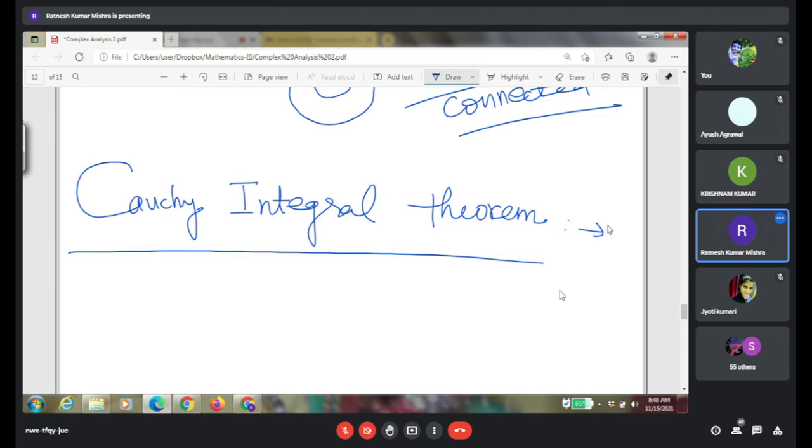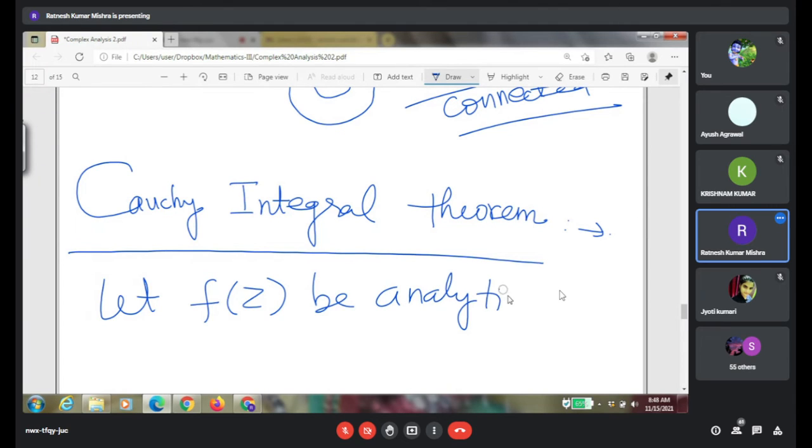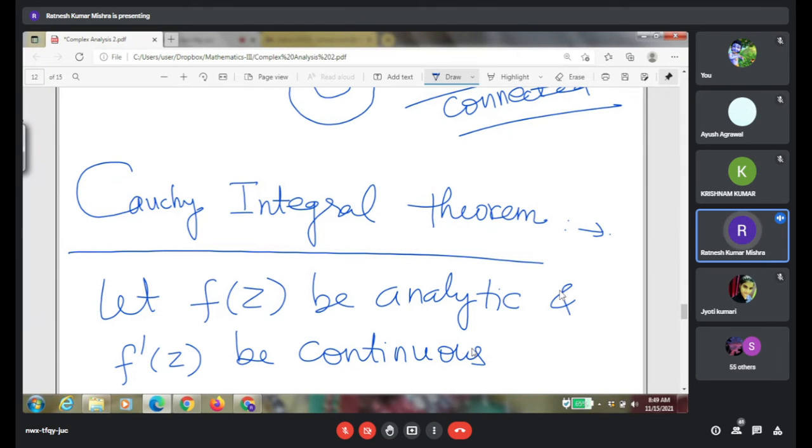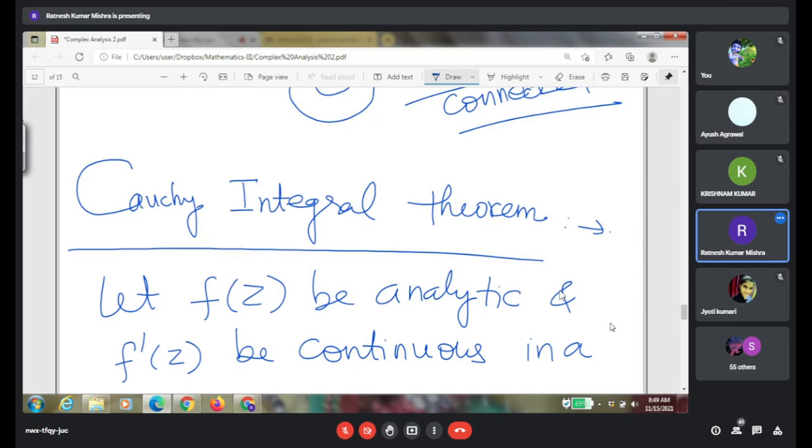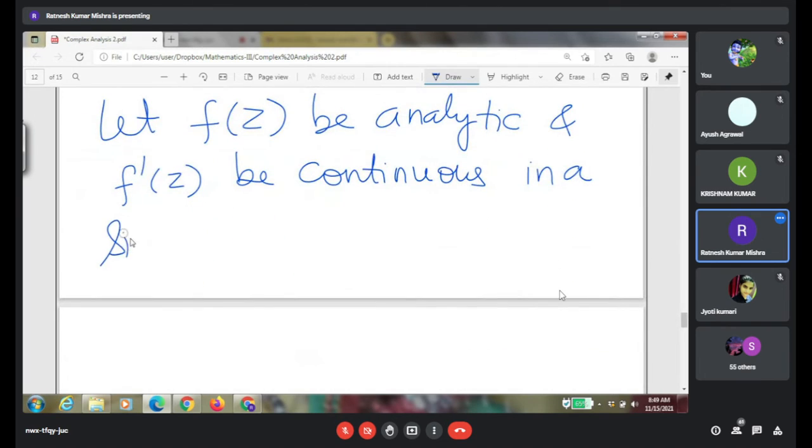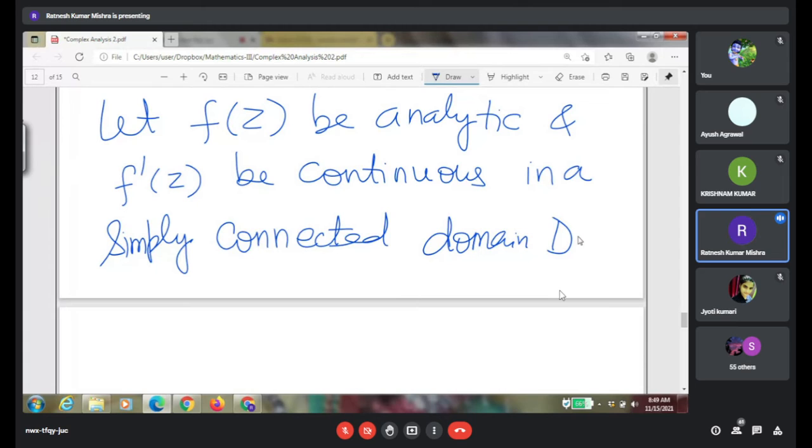Cauchy integral theorem. Suppose f(z) is any analytic function. Let f(z) be analytic and the derivative of f(z), that is f'(z), be continuous in a simply connected domain D. So what are the assumptions?